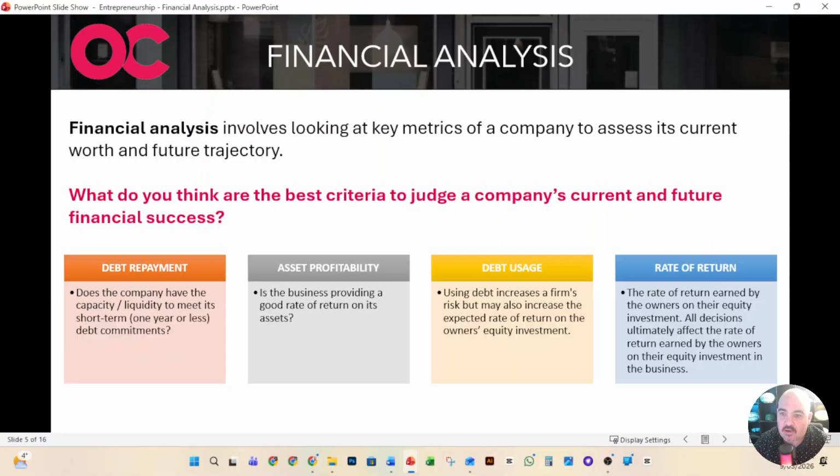And then last one here, guys, rate of return. So, how quickly are we able to get money back? How quickly are we able to get dividends? That's obviously going to affect how people look at a company and whether they want to put money into it.